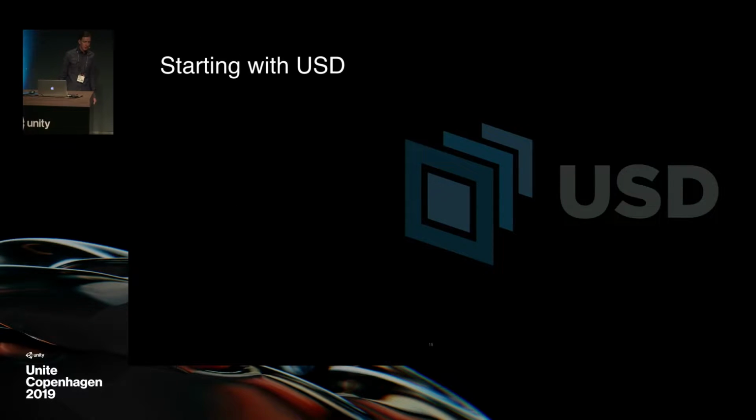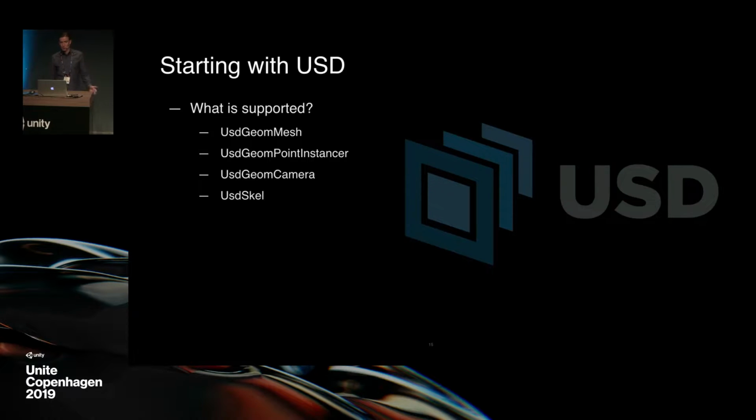So how do we get started with USD? So first of all, the same, there are a number of different parts of USD that are available to us, but only a subset of those are supported inside of Unity. So what is supported? Geometry meshes, the point instancer, which is very helpful for instancing a large number of objects, cameras, and skeletons. Notably, that skeleton part, rigged characters can be brought in through USD, and this is something that, as I mentioned, is unavailable through Alembic, and this is whether you're using Unity or not.